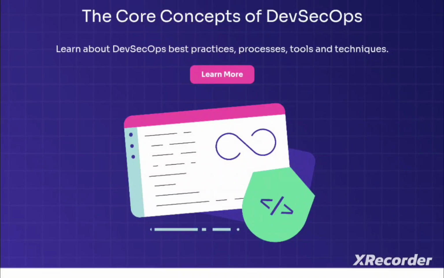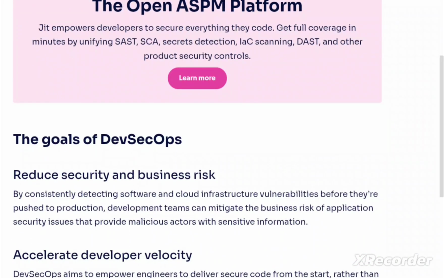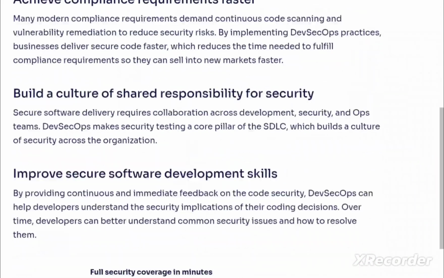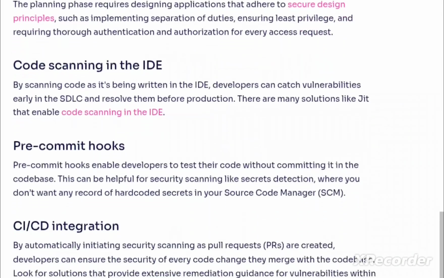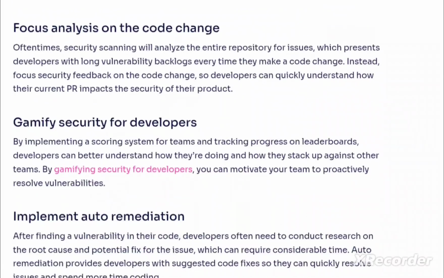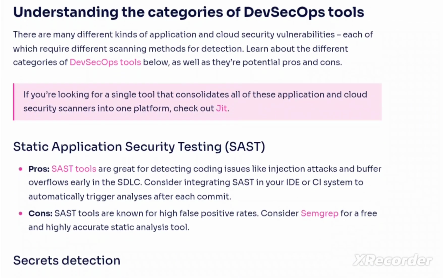Here in this video, we are going to discuss some core concepts of DevSecOps. What is DevSecOps? The goals of DevSecOps, what exactly it achieves from a business perspective, and some core components in the DevSecOps pipeline, and what are some best practices to follow while establishing DevSecOps methodology, and understanding the categories of DevSecOps tools.